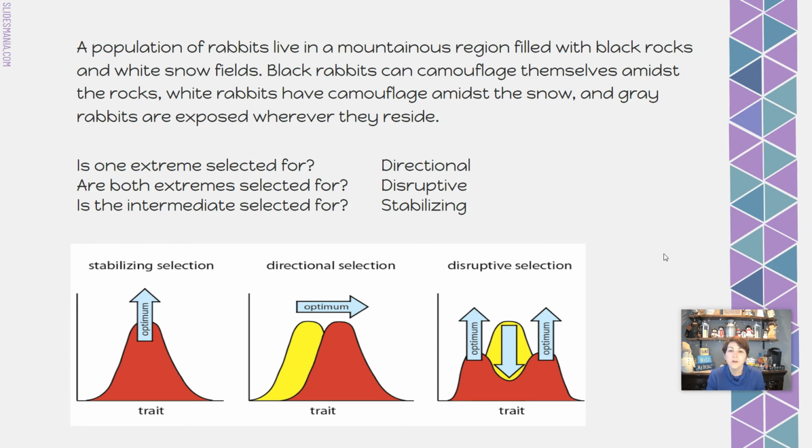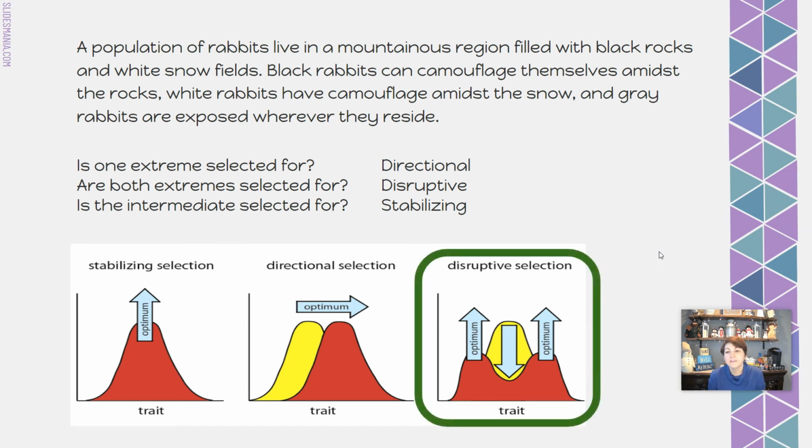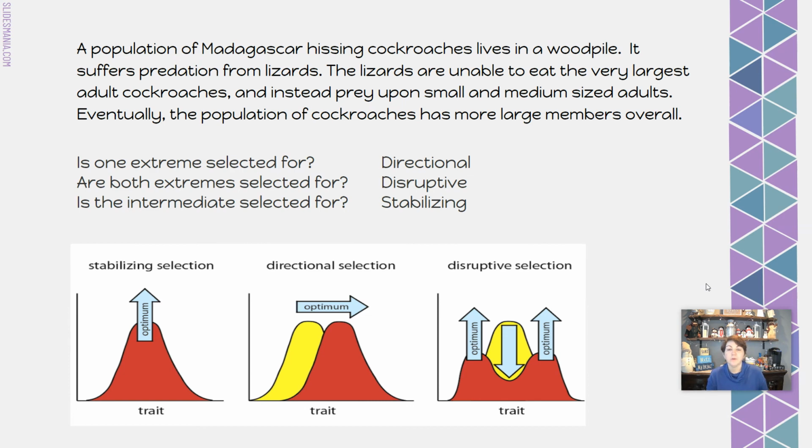Okay, in this one, if you selected disruptive, you are correct because both light and dark rabbits, so the white and the black colors, were able to survive and reproduce. So they went up, whereas those gray bunnies, their population declined because they weren't able to camouflage anymore. So this is disruptive selection. Go ahead and try this one about cockroaches.